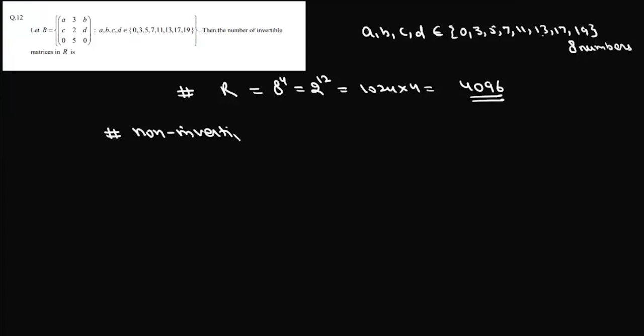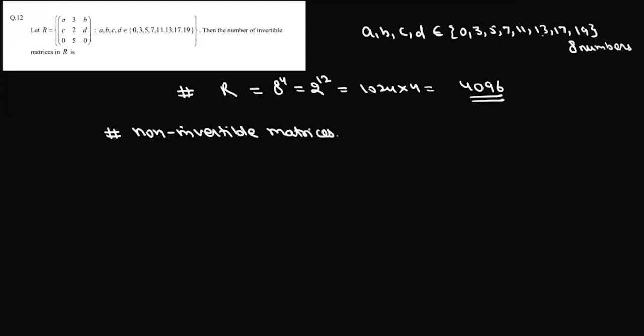Now for A we have 8 choices, for B we have 8 choices, so it will be 8 into 8 into 8 into 8, 4 times, so 8 to the power 4 or 2 to the power 12. Now 2 to the power 10 is 1024 into 4, so it is 4096. So the total number of matrices that can be formed is 4096. Now we need to find all those matrices which are non-invertible. So we'll find the number of non-invertible matrices.